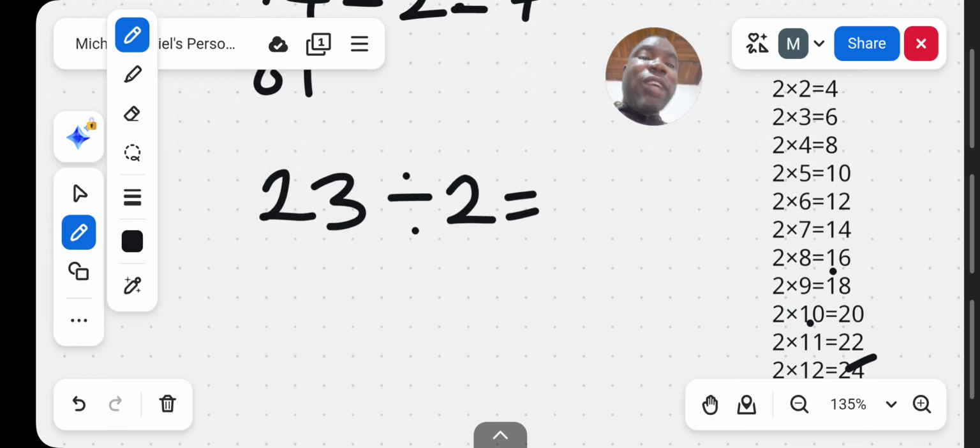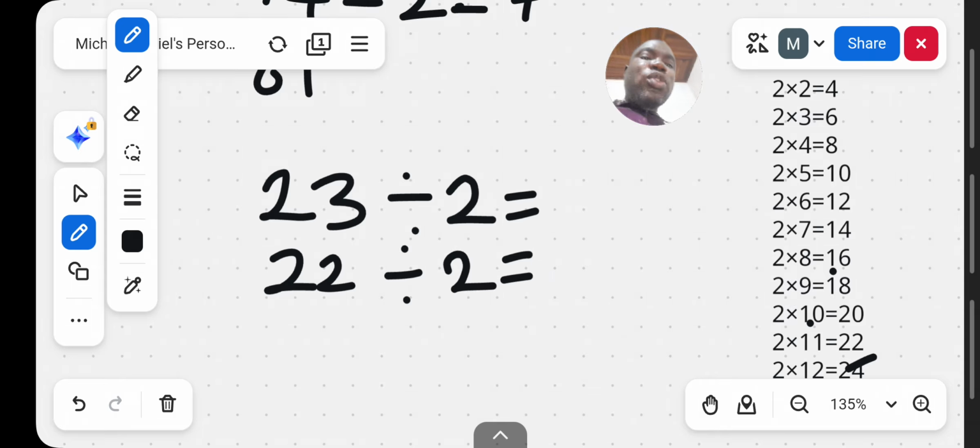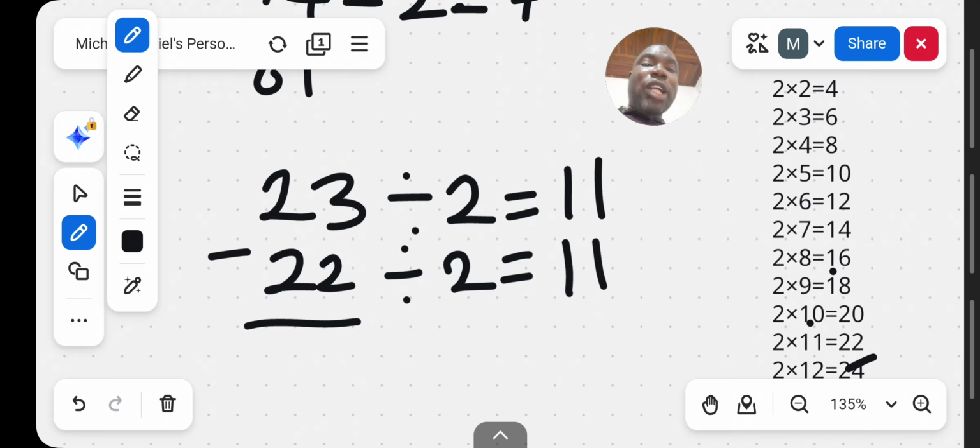So we have to say, what is 22 divided by 2? 22 divided by 2 is 11. So if 22 divided by 2 is 11, that means 23 divided by 2 will also be 11. But 23 is not in the answers there. So since 23 is not in the multiplication table as an answer, it means that 23 will have a remainder. So we subtract. To get the remainder, 2 minus 2 is 0, and 3 minus 2 is 1. So that means 23 divided by 2 is 11, remainder 1.